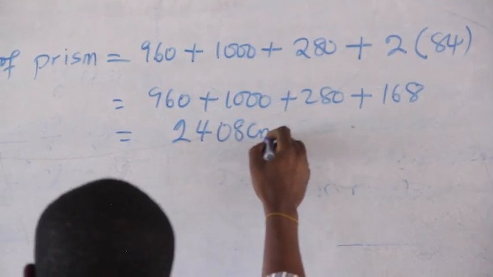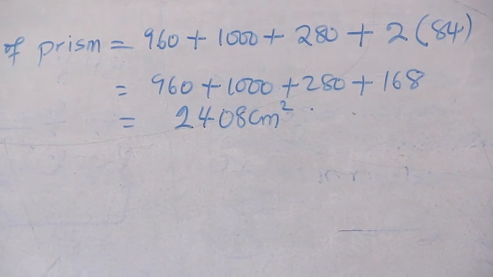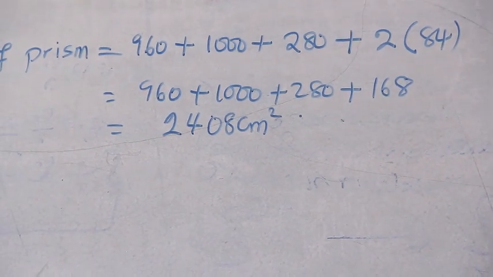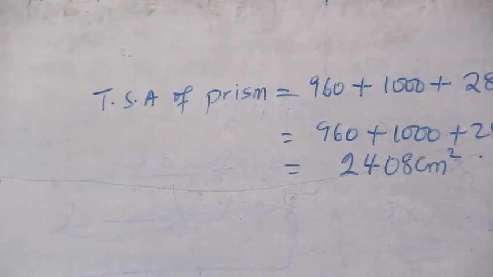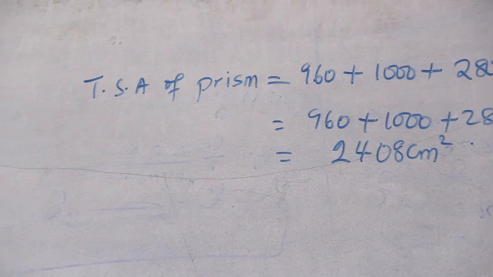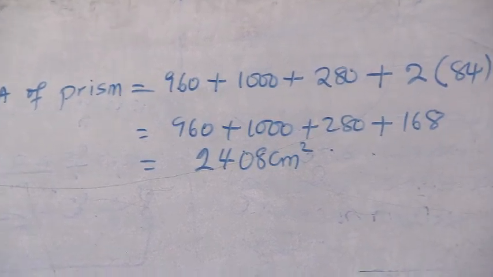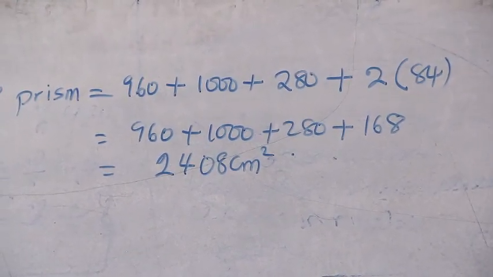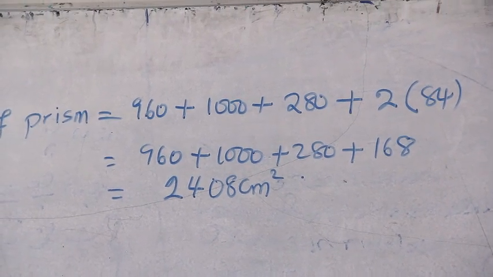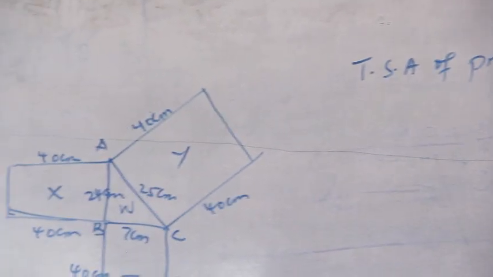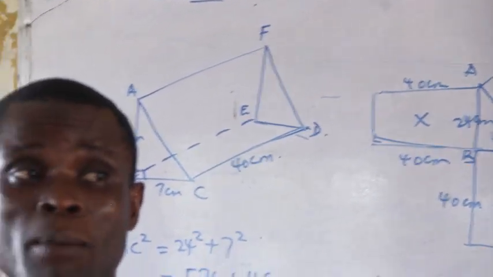2,408 centimeter square. So that is the total surface area of that prism. If I want to find the volume of that prism, although that one is not part of the question, we are going to take it as base area times perpendicular height, where that base area is still 84 and perpendicular height is what? 40.